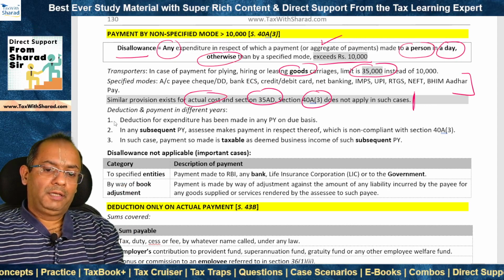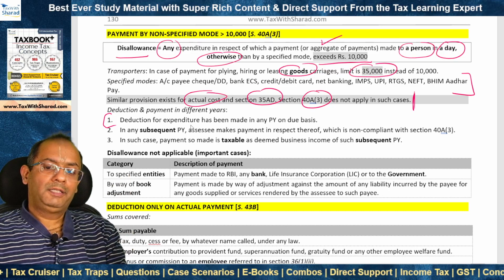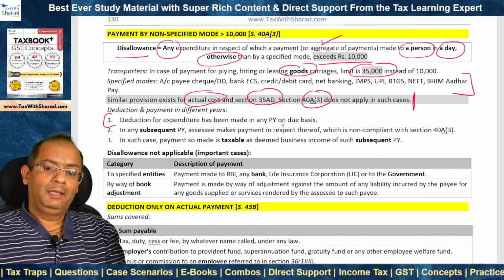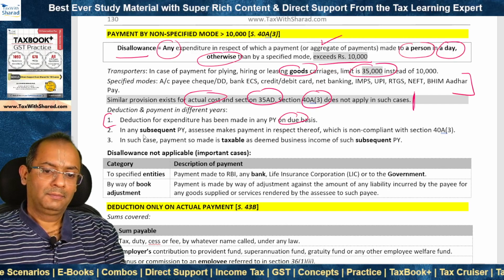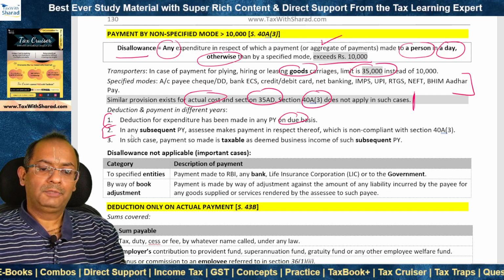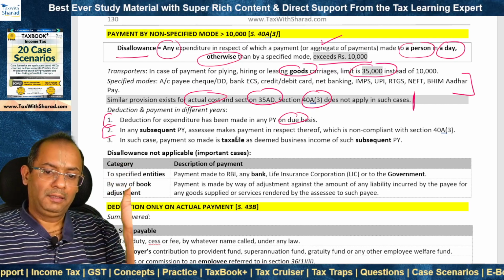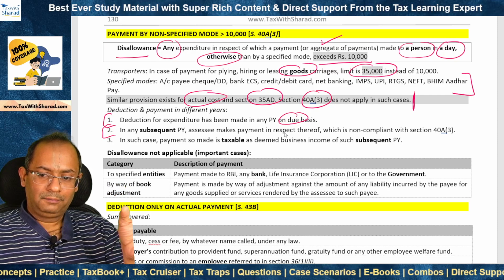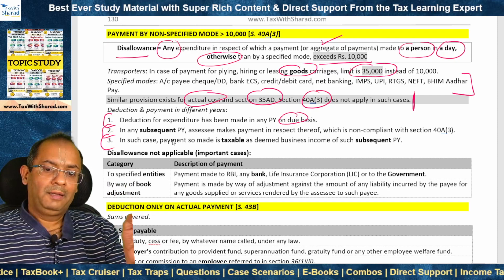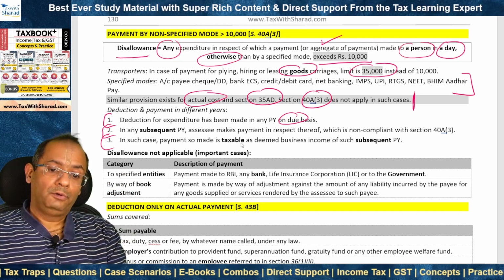There may be a situation where the expenditure is allowed as a deduction in full in a previous year on due basis. Payment has not been made, but on due basis. Now payment is made in a subsequent previous year, but it is made in violation of section 40A(3). It is made in a non-compliant manner. What will happen? Disallowance cannot be made because expenditure has already been allowed in full.